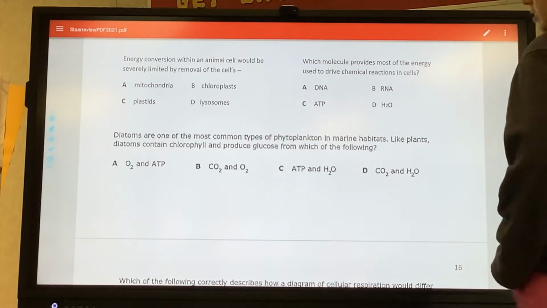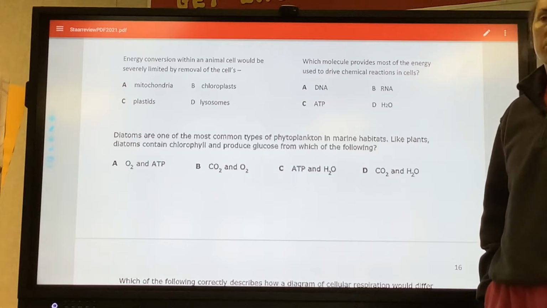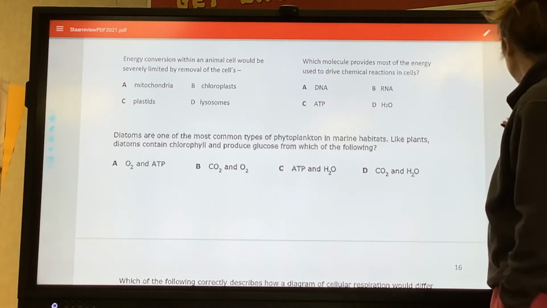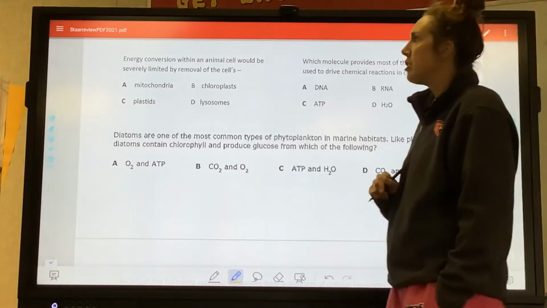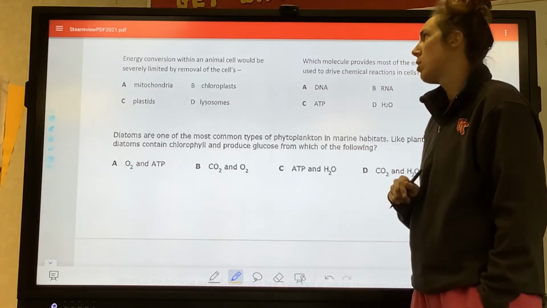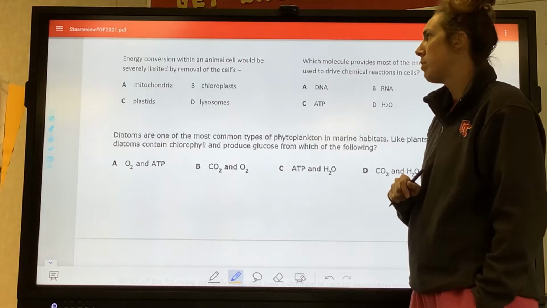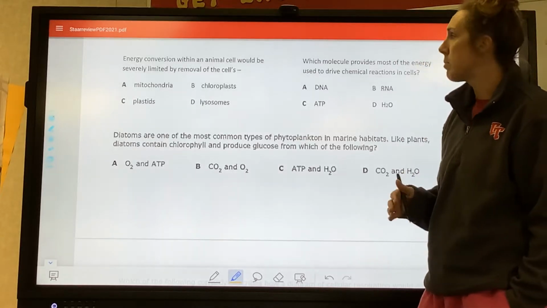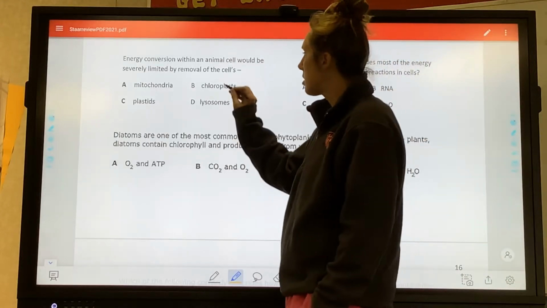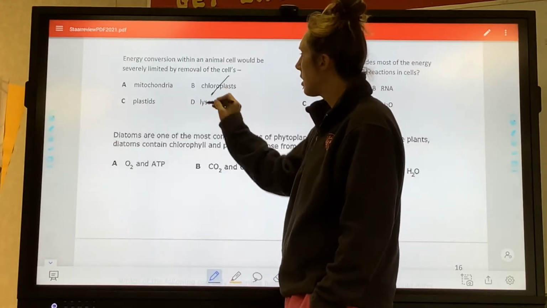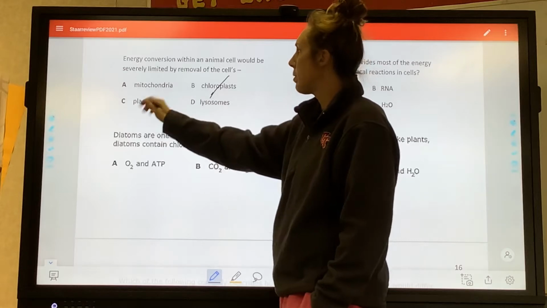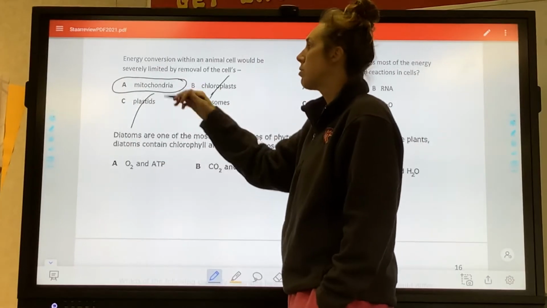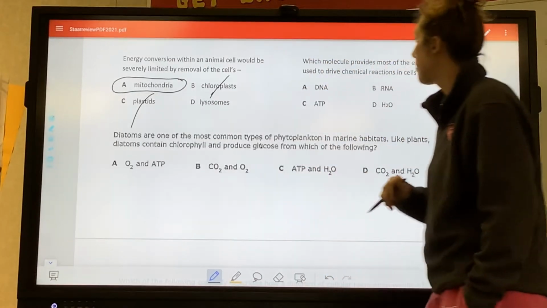Okay, you should have done the question, so here are the answers. Energy conversion within an animal cell would be severely limited by the removal of the cells. Well, it says animal cell, so it has to be something that's in that animal cell. Animal cell does not have chloroplast, and out of these two, we never did plastids, lysosome clean, so energy for animal and plant is the mitochondria.